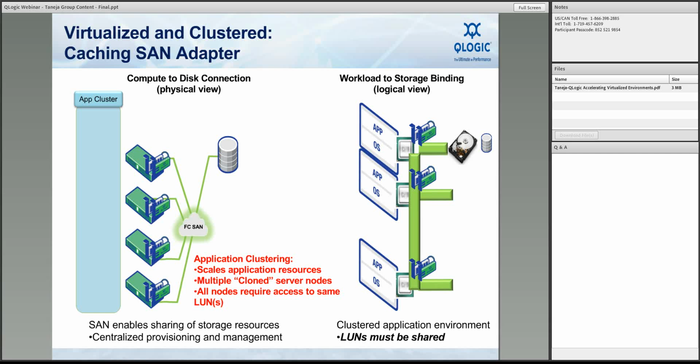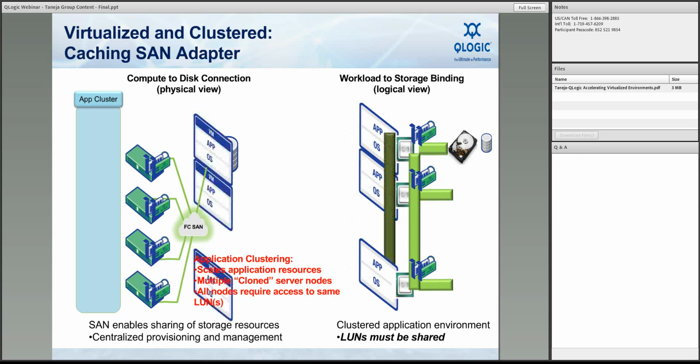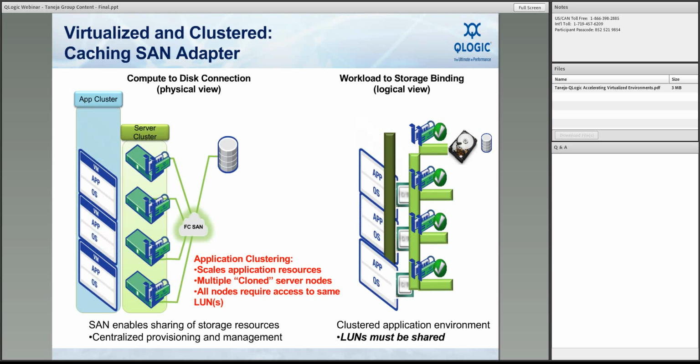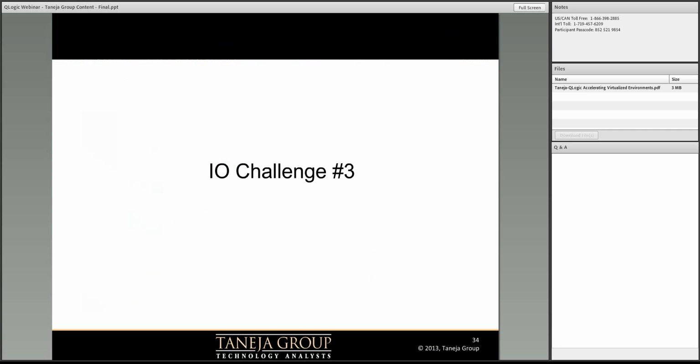And the last solution here, when you have a virtualized and clustered environment, it's difficult to accelerate and remain cache coherent in a virtualized environment as well as an individual clustered server environment. As you can imagine, in a virtualized and clustered environment, you would require a caching SAN adapter, mainly because you do have the ability to share the cache, as well as the communication between caches always remains intact. And with that, I'd like to turn it back over to Jeff.